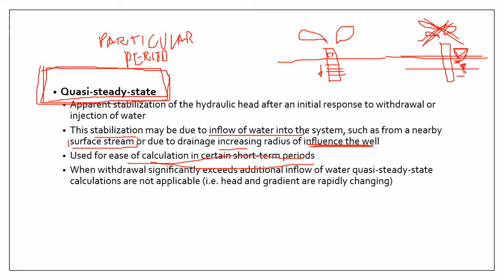And the cases where you cannot apply quasi-steady state approximation is when you are withdrawing too much water. When you are withdrawing a lot of water, such that the recharge from nearby areas cannot cope up with your withdrawal. So for example, if you are pumping out water from an aquifer, you're pumping out water and you are getting some inflow or recharge from nearby areas.